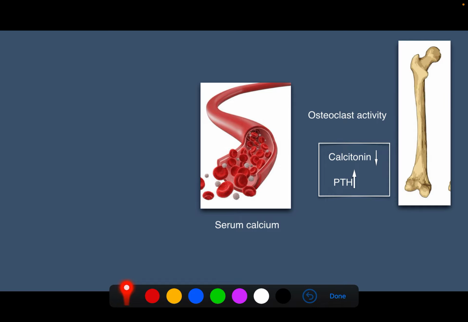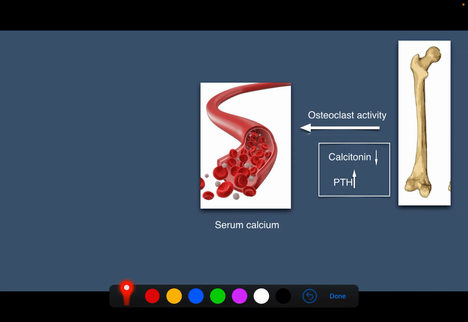Done. Now these two hormones, calcitonin and parathyroid hormone: calcitonin decreases osteoclastic activity. So bone does not get broken down enough, and there is a decrease in calcium in the blood. Why? Because bone is not getting resorbed or broken down.